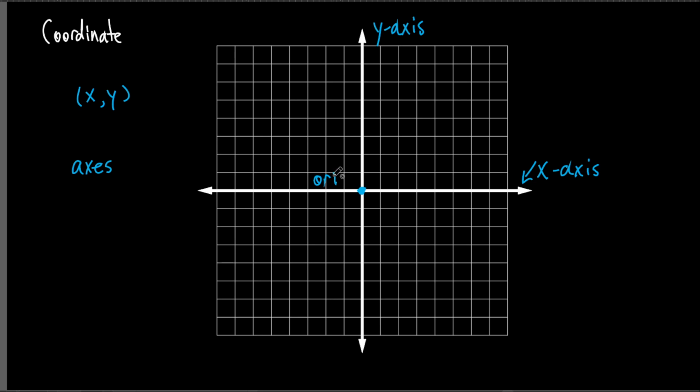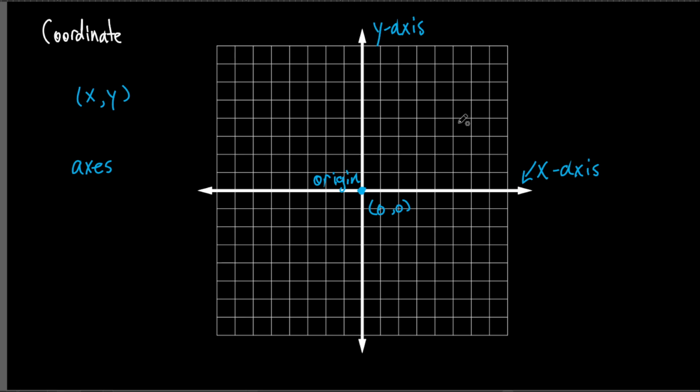The origin is right there where they intersect. Now, we have an ordered pair for the origin. This is where we begin. The ordered pair for where you begin is (0, 0), because it's 0 on the x and 0 on the y. That's the origin.